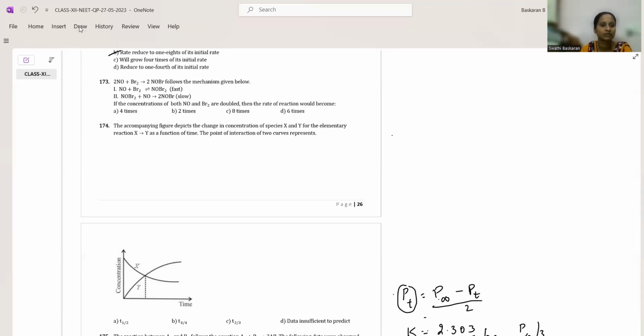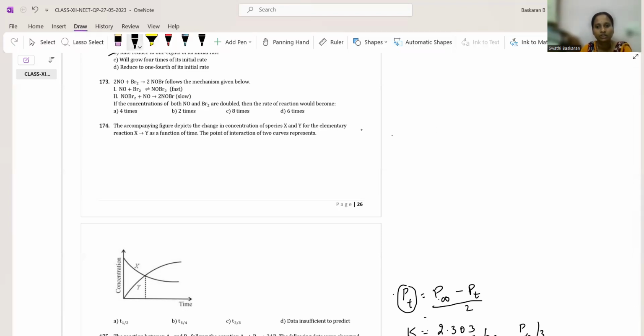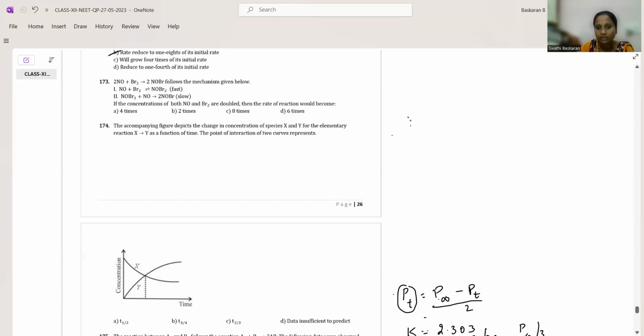So how do we write the rate equation? All of you know how to write, right? Rate is equal to K into the concentration of, for the slow step, NOBr2 and NO. Now if you carefully look at the rate derived from the slow reaction, we don't have an NOBr2 term in the overall reaction. Do you find NOBr2? No. So this rate law is wrong.